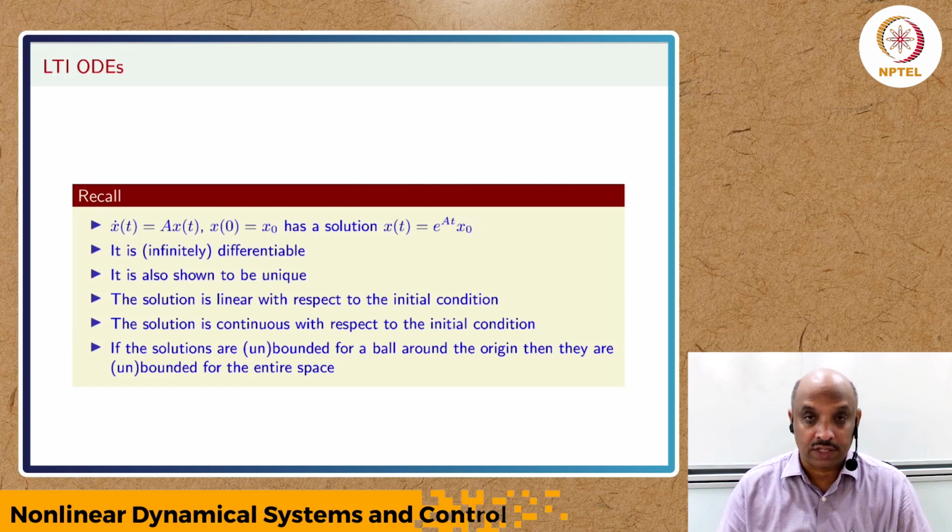And what else can we say? Some of the behavior that we will look at a later point: if solutions are bounded for a given initial condition around the origin, in a ball around the origin, then no matter what the actual initial condition is going to be outside the ball, it's still going to be bounded. Whereas for nonlinear systems, if the solution is bounded for some point within the ball around the origin, there are going to be many more solutions that are going to be unbounded.